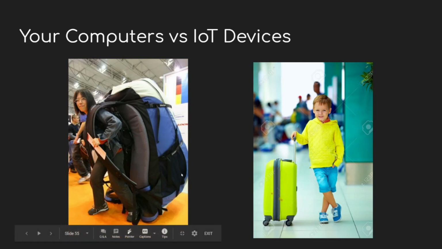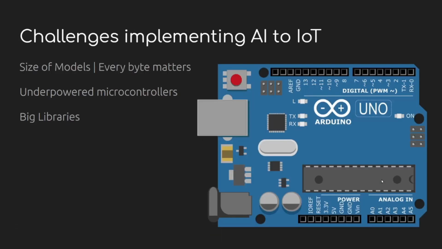For example, if you carry this bag every time, it will be very heavy. So the best idea is to put it in a very small portable box. Okay, so next comes whether there are some challenges in implementing this AI to IoT devices.